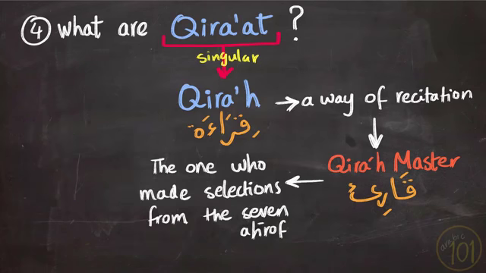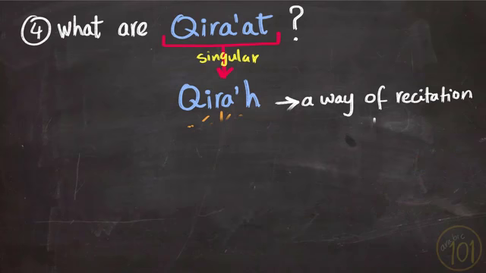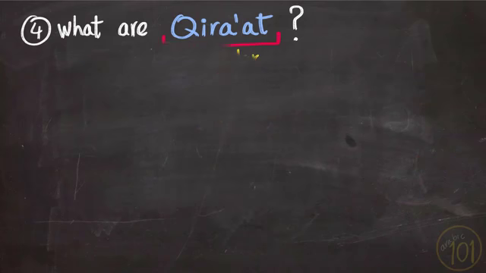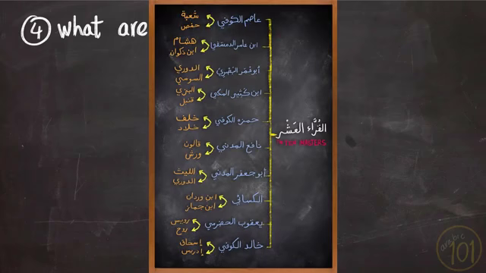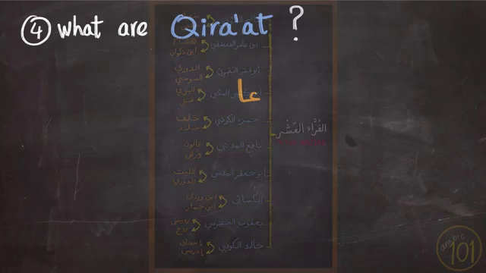There are 10 confirmed masters of Qira'at, and all of them combined cover all the 7 ahruf. You can find the list of the masters of the Qira'at in this poster, which you can download from the description of this video. So these 10 masters of Qira'at are the only 10 confirmed masters that are directly linked to the Prophet, peace be upon him. Each one of these masters has 2 confirmed students, and each one of these 2 students has learned and specialized in a distinct variation of the Holy Quran. These students are called Rawi, or narrator.